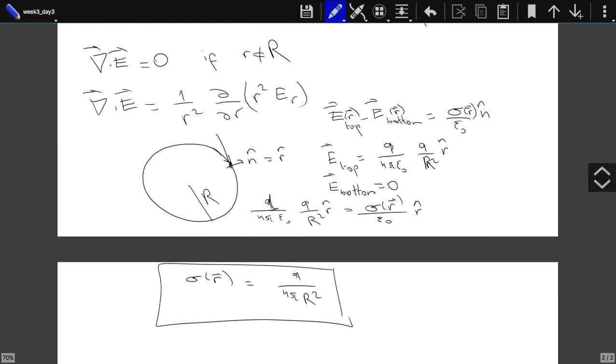Well, 4 pi R squared is nothing but the total surface area. So here we have a spherical shell. On the surface, there is a total charge Q uniformly distributed because this expression is independent of where I am on the surface. Everywhere I have the same surface charge density.